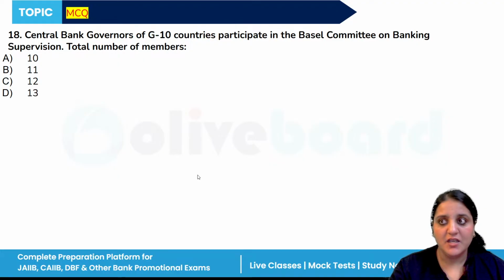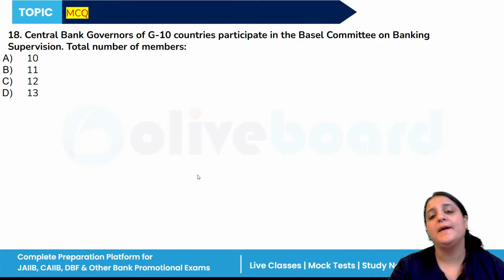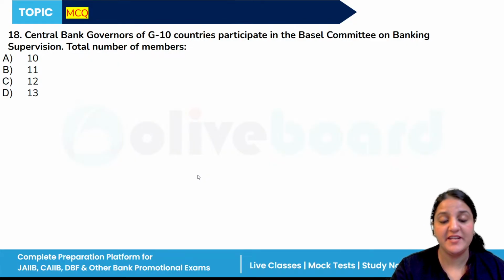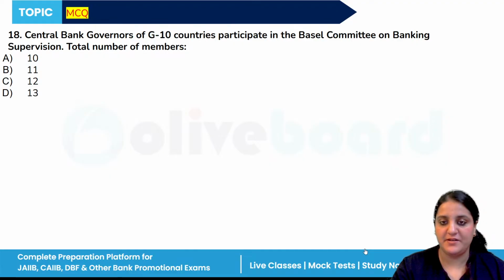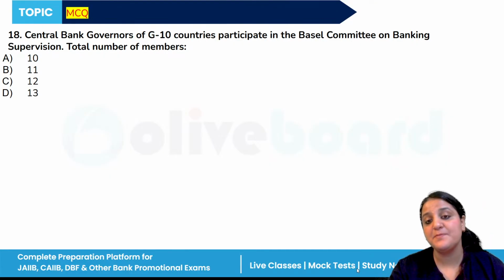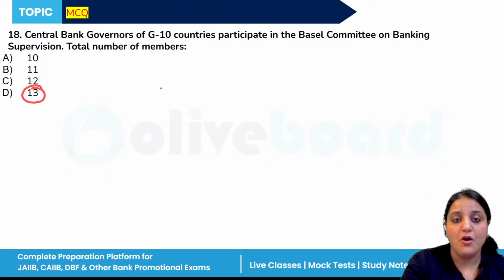And currently, we have representatives from Argentina, Australia, Belgium, Brazil, Canada, China, European Union, France, Germany, Hong Kong, Singapore, South Africa, etc. So we can say the correct answer of this question: the Basel Committee includes central bank governors and bank supervisors from 13 member countries, which is originally G10 plus Switzerland, Luxembourg and Spain. So the correct answer is option 13.